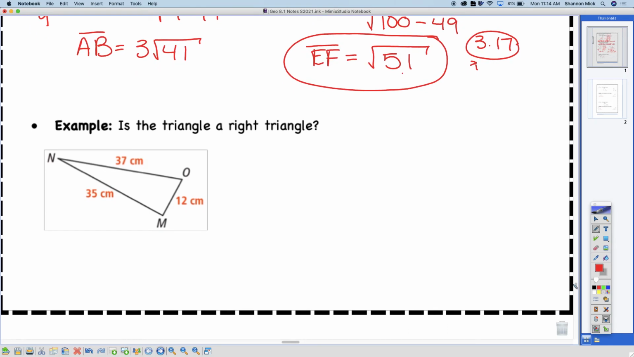Okay. So is this triangle a right triangle? I could also ask you, is this a Pythagorean triple? Either way, we have to check if the Pythagorean theorem works. If the Pythagorean theorem works, it's a right triangle, correct? So I need to know the hypotenuse. The hypotenuse is across from the right angle, but I don't have an angle. But you can use the longest one, because it has to be the longest one if it's a right triangle, correct? So if this is a right triangle, 37 squared is going to equal what?